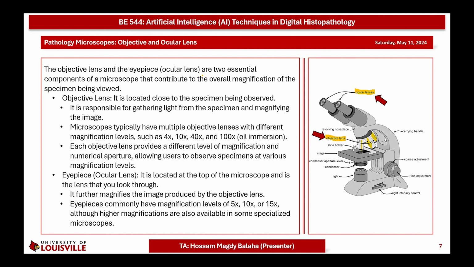So we have two different magnifications, one from the specimen, which is called the objective lens, and the other magnifies the output of the objective lens using the ocular lens or the eyepiece. So assume that we have an objective lens of 10x and an eyepiece with a magnification level of 5x. How can we calculate the total magnification level or the magnification value of the specimen?